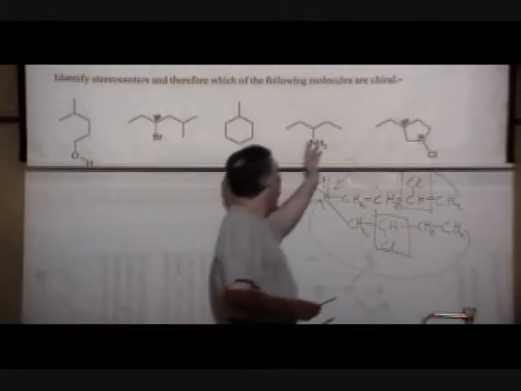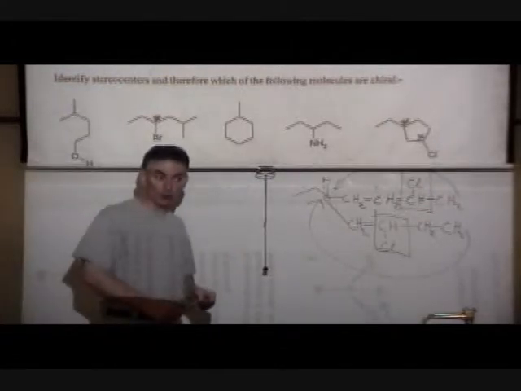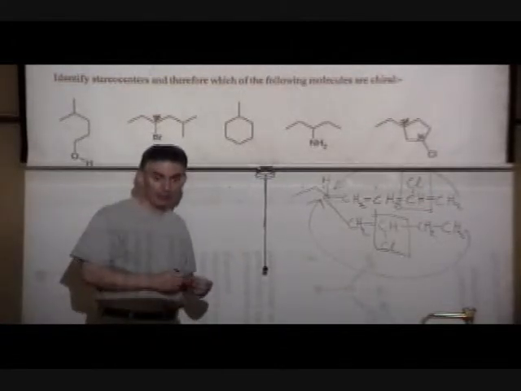Molecule 2, molecule 5 are the 2 examples of chiral centers and our chiral molecules. Okay? So these molecules will be chiral.